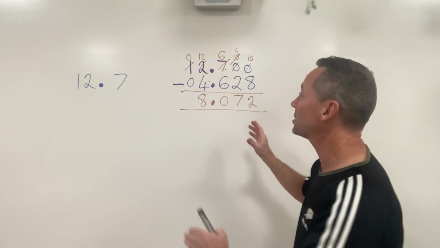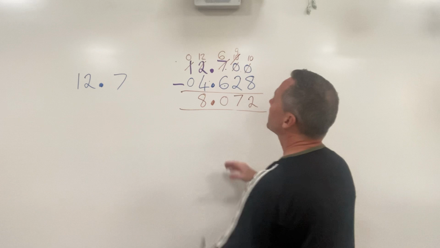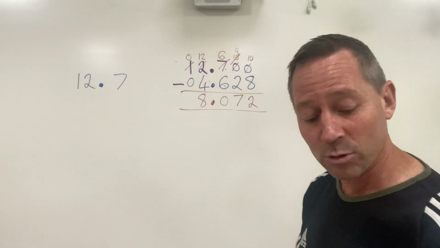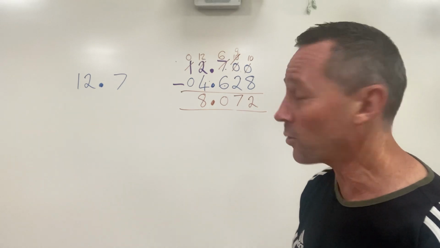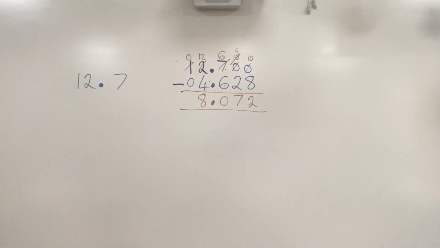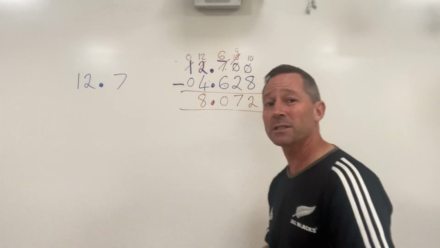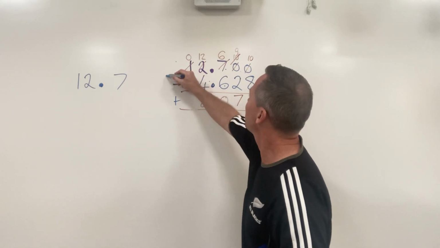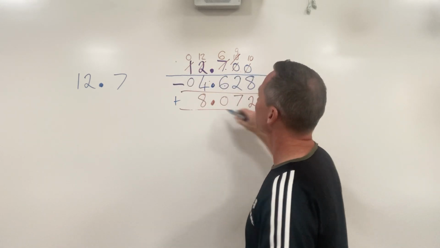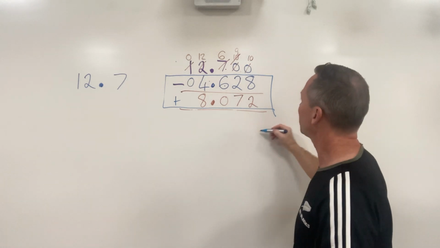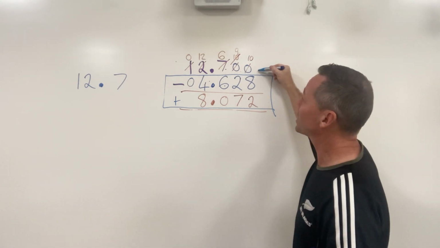That would be the difference between 12.7 and 4.628. Just to double check, you do the inverse operation, where instead of minus, you do the opposite, which is add. So now I'm going to add these two here, and if my answer is correct, it should be the same as this.